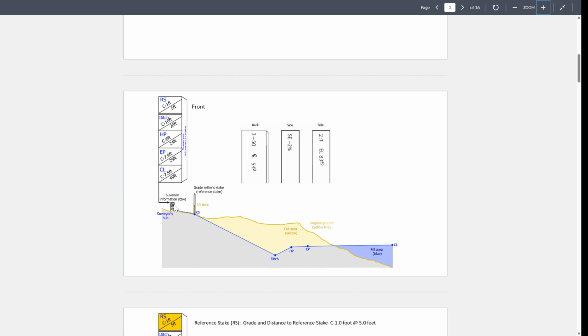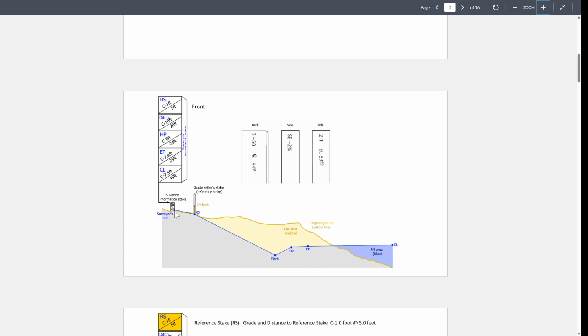This one is like a roadmap or a plan for where to put all of these cuts to reach the ditch, back to the hinge point, the edge of the pavement, and all the way to the center line. All of that is on here. So the first thing we need to do, when we look at the surveyor stake right here, is set your reference stake, RS, cut 1 foot at 5 feet.